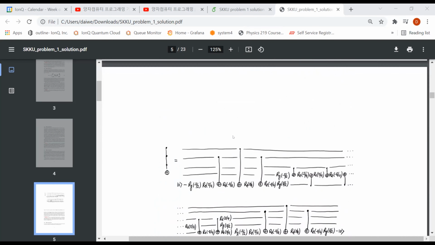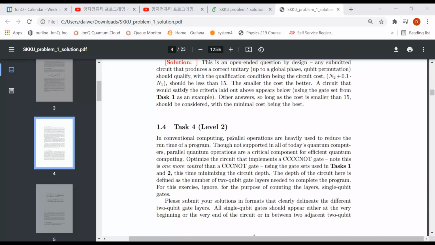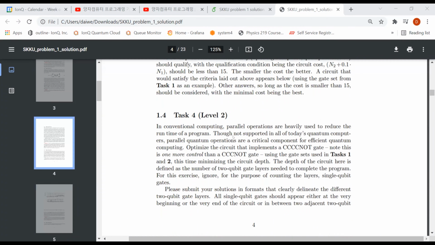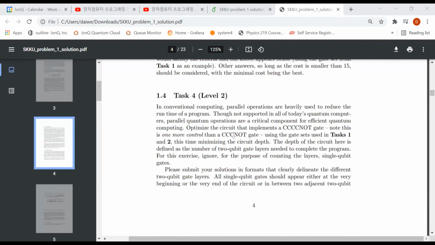Okay. So task 4 was to synthesize a 4-control NOT gate while optimizing for the depth of the 2-qubit gate layers.